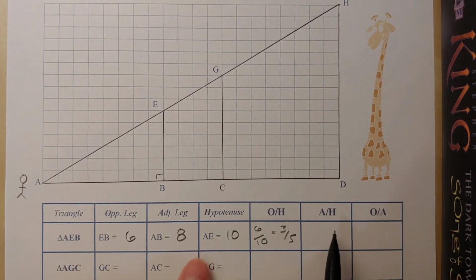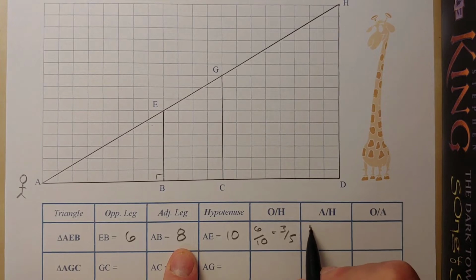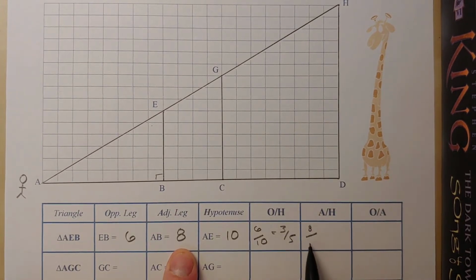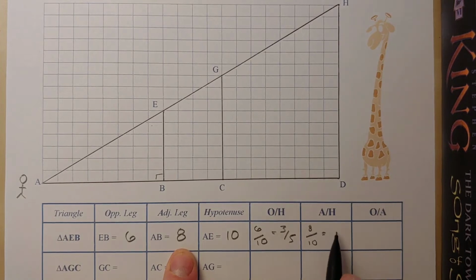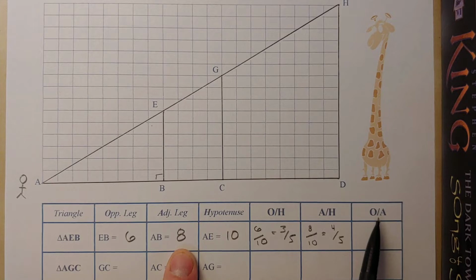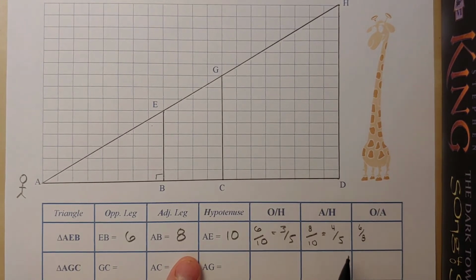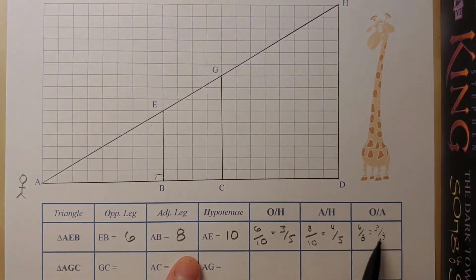Adjacent side over the hypotenuse. Well, the adjacent leg was 8, and the hypotenuse is 10. Simplify that, and we get 4/5. O over A, you may have guessed, is the opposite over the adjacent. So that's going to be 6 over 8. And if we simplify that, we will get 3/4.